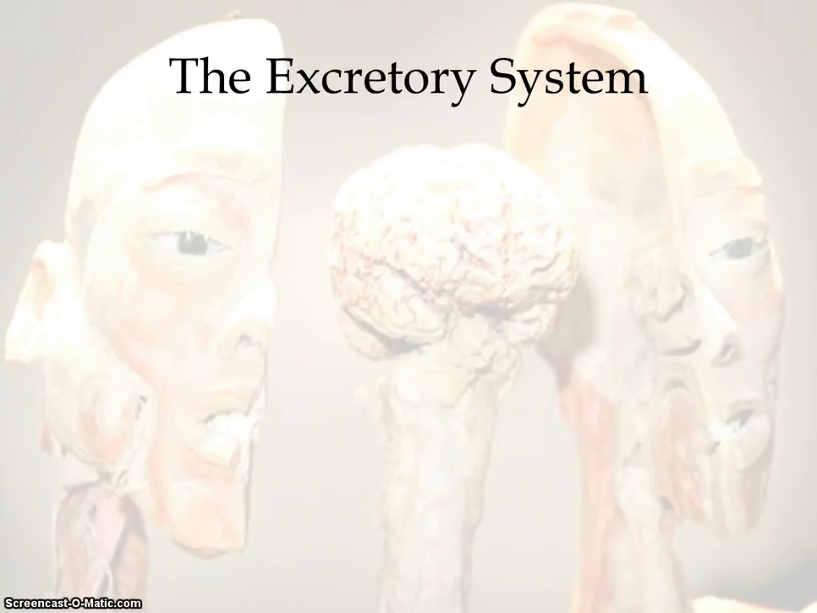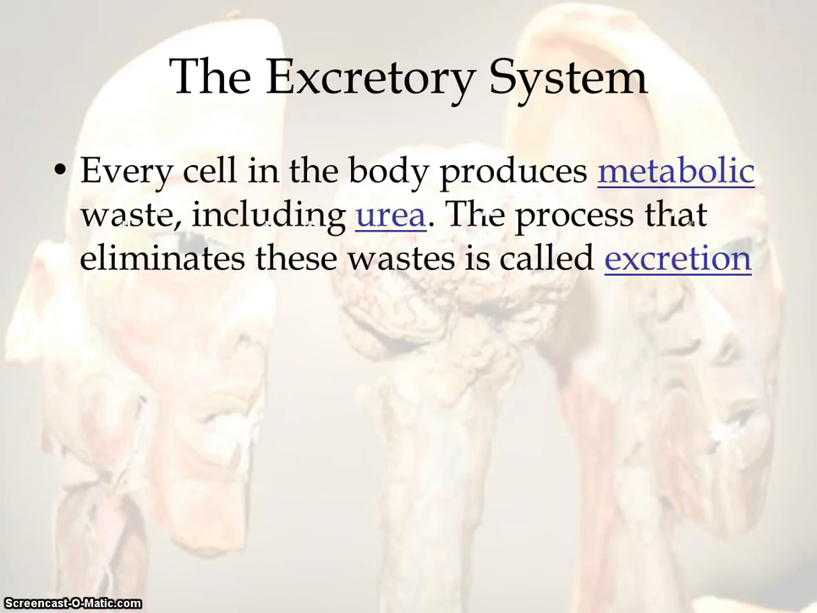All right. In this next unit, this next system, we're going to be looking at the excretory system. Now, every cell in our body, trillions of cells, when they go through their metabolic processes, there will be waste that is produced as a byproduct. Part of this waste is going to be urea, and the way the body gets rid of this is through excreting it using the excretory system.